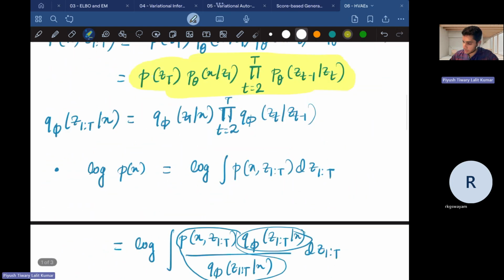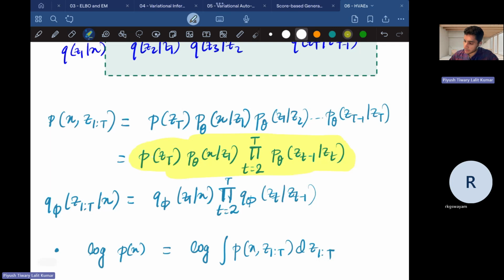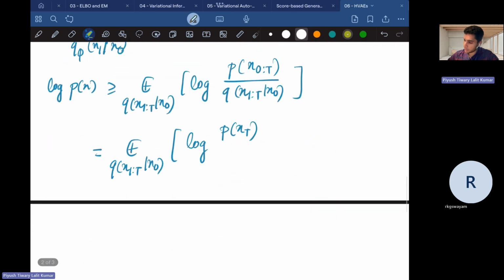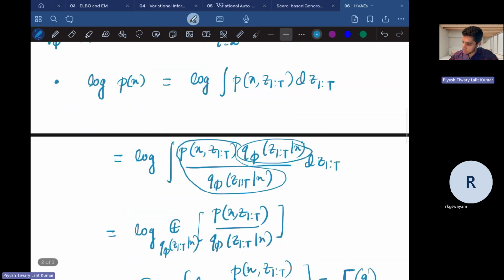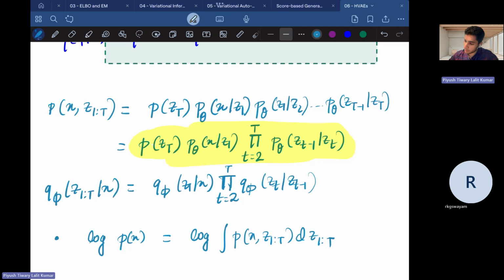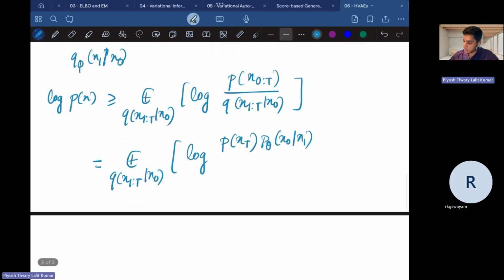So what will that become? We have p of xt, then we have p theta of x given z1, which will be nothing but p theta of x naught given x1. Then we have a product of p theta of z t minus 1 given zt, which will be p theta of xt minus 1 given xt. So this is now a product from t equal to 1 to capital T of p theta of x t minus 1 given xt, right?